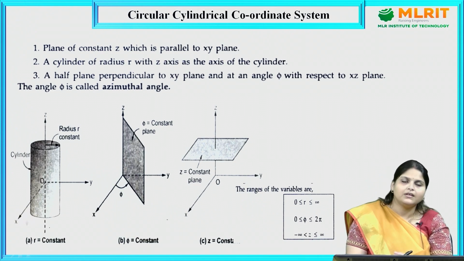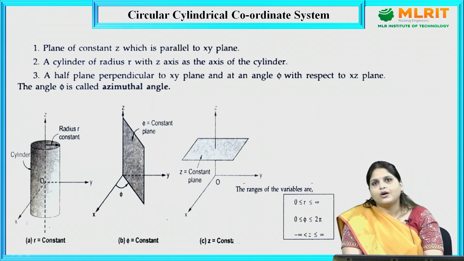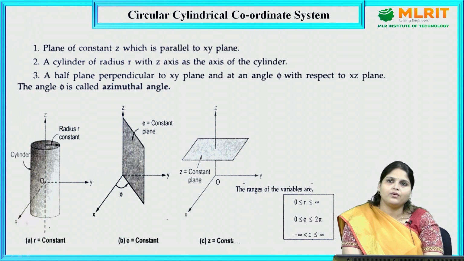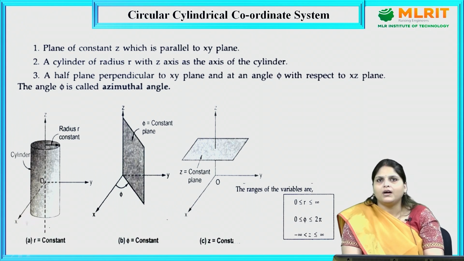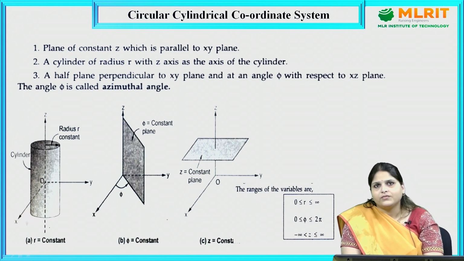This was our Cartesian coordinate system. Let us now discuss the second coordinate system, which is known as the circular cylindrical coordinate system. It is also a type of orthogonal coordinate system. Here also we are discussing axes which are mutually perpendicular to each other. But what do we need to form a cylinder, or to study the circular cylindrical coordinate system?